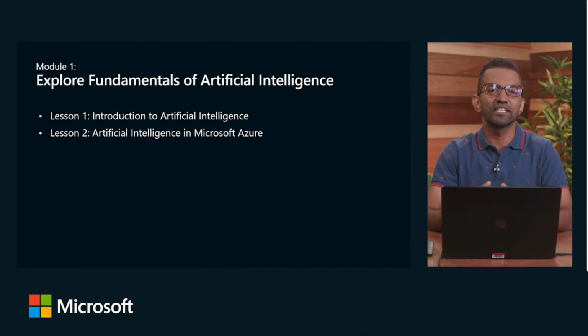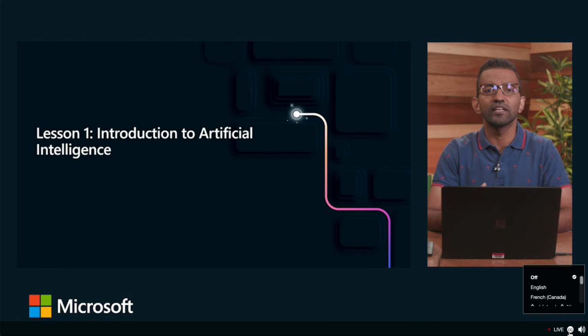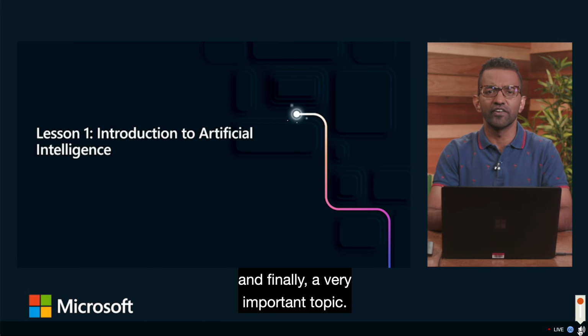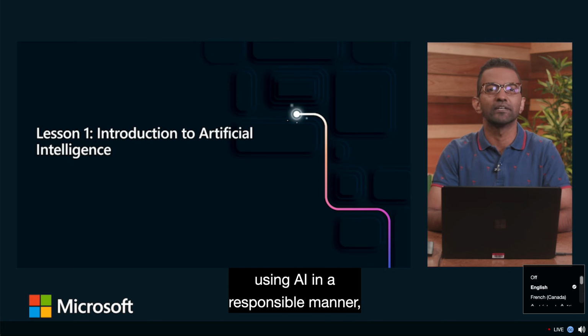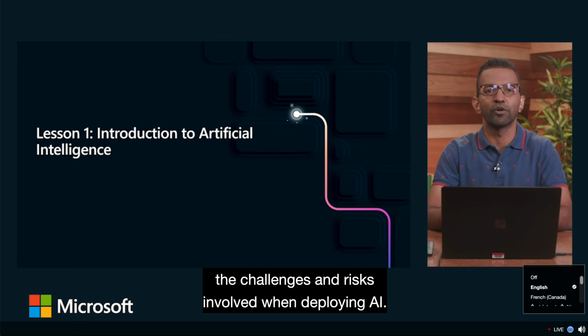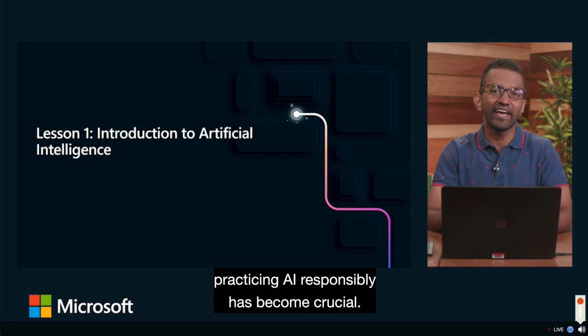In Module 1, we'll be presenting this over 2 lessons, starting with a brief intro to the concept of AI. And then we will move on to discuss AI in the cloud, and more specifically, Microsoft Azure. In the first lesson, we'll have a brief introduction to AI, and I'll be sharing the definition of AI, some common workloads that we can carry out using AI, and finally, a very important topic. We will discuss the principles of using AI in a responsible manner, the challenges and risks involved when deploying AI. With the increasing role of technology in our lives, practicing AI responsibly has become crucial.